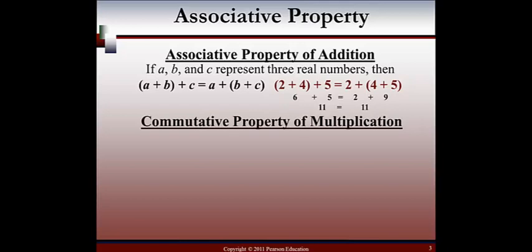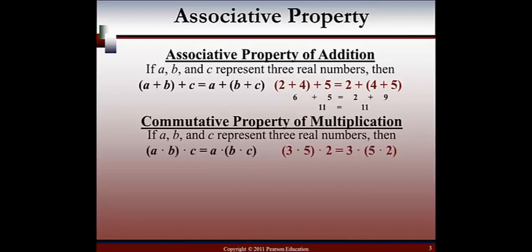There's also the associative property of multiplication. That's supposed to say associative property of multiplication; that is a typo on my slide. Sorry about that. If A, B, and C represent 3 real numbers, then in parentheses, A times B, times C on the outside, is the same thing as A times, and then parentheses, B times C. An example of this is shown. In the parentheses on the left, we have 3 times 5, and then outside times 2, and we're saying that is the same thing as taking 3 times, parentheses, 5 times 2.